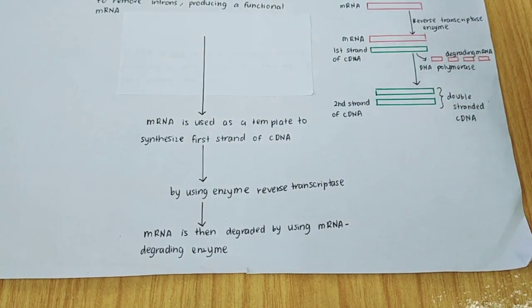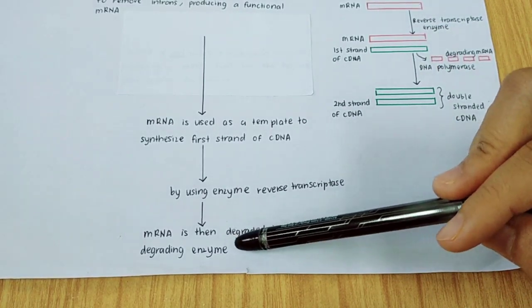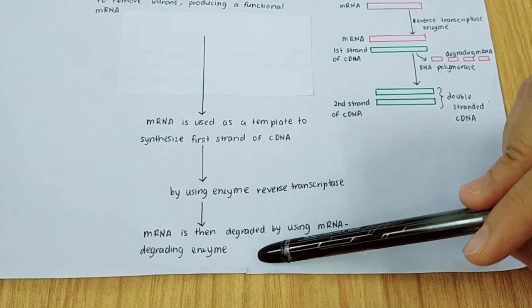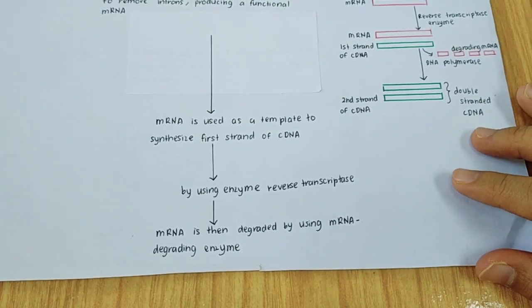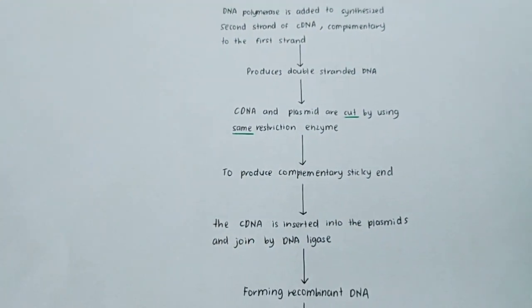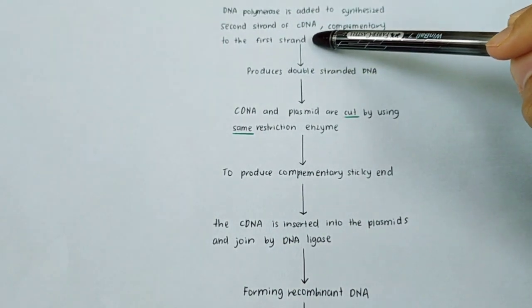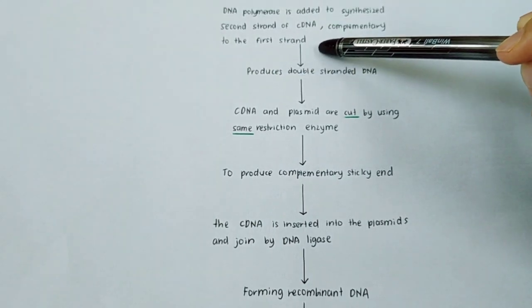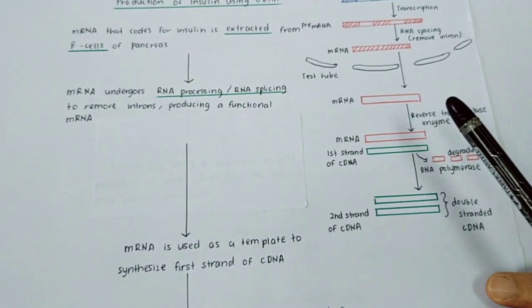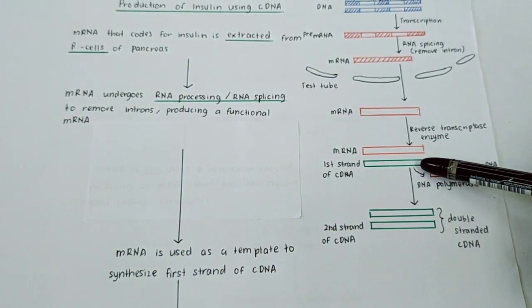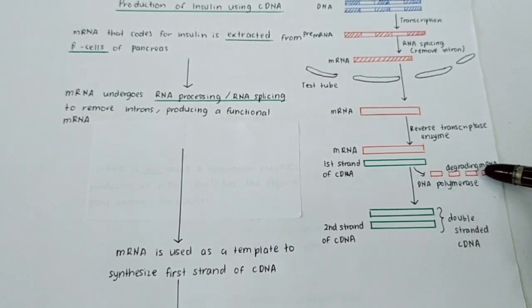Okay, and then once first strand of cDNA is already synthesized, what happened to the mRNA? mRNA is then degraded by using mRNA degrading enzyme. Okay, and then next, DNA polymerase is added to synthesize second strand of cDNA complementary to the first strand. Kalau kita tengok based on the diagram, this is the first strand of the cDNA. Once the first strand of cDNA is synthesized, the mRNA will be degraded by using mRNA degrading enzyme.